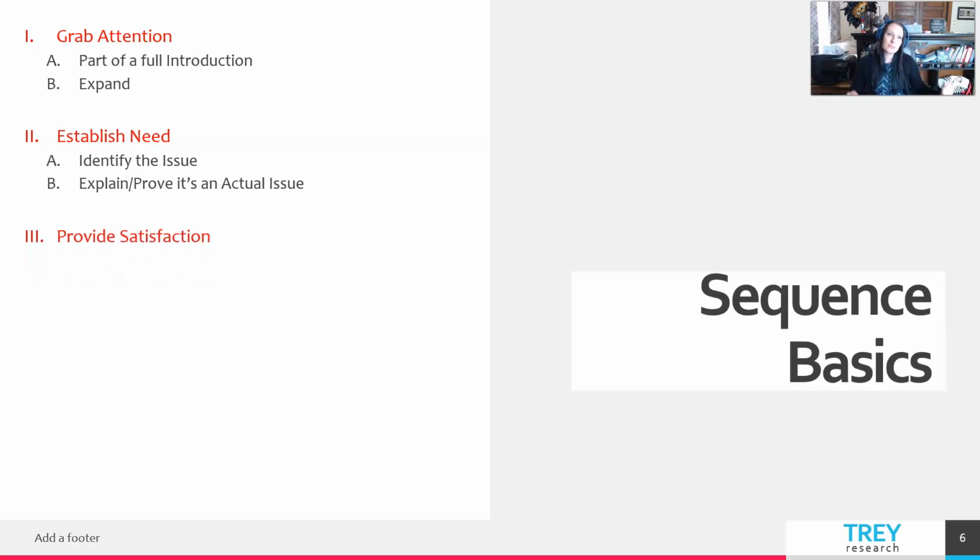So after you have explained the problem and explained why it's a problem, you then end up providing satisfaction or solution to the problem. So the second main point, but third step of the Monroe's motivated sequence is that you give me a solution to the problem. So what you do here is you identify solutions.